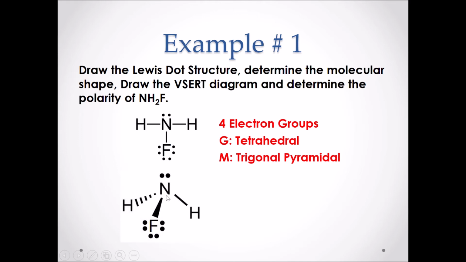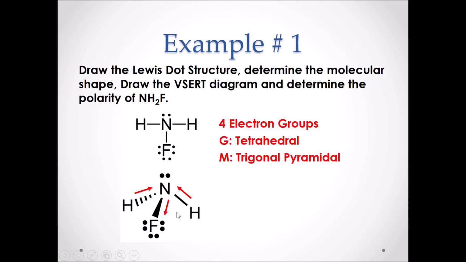We then have to draw the VSEPR diagram, and we have to determine the polarity of each bond in the molecule. We can see that the polarity of the hydrogen-nitrogen bond points towards the nitrogen atom, meaning that is the more negative side of the bond, whereas in the nitrogen-fluorine bond, the more negative side is towards the fluorine.